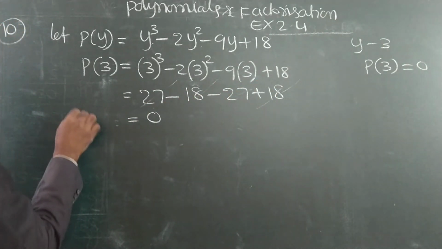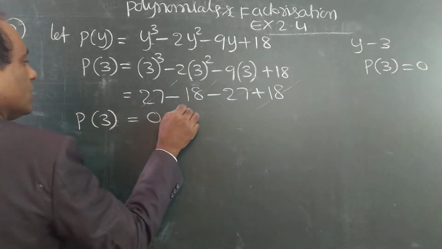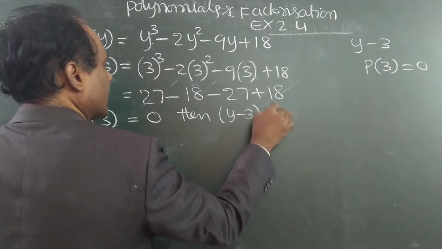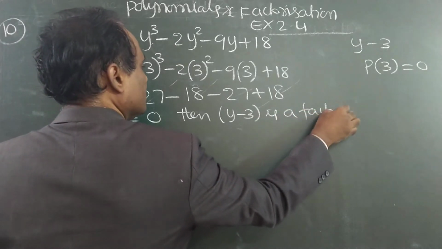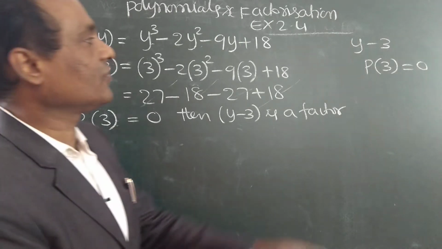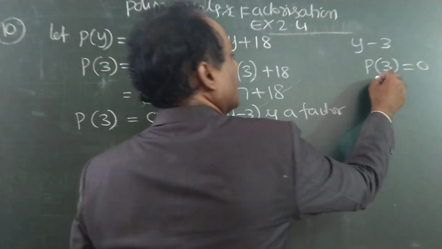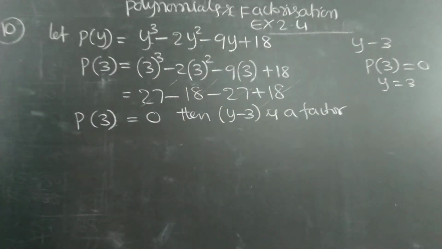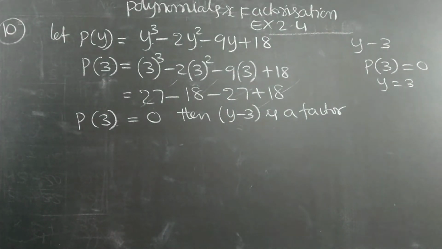Plus 18 minus 18 cancel, plus 27 minus 27 cancel, 0. So P of 3 is equal to 0, which means y minus 3 is a factor. Y is equal to 3 means y minus 3 is a factor. That is the statement of the factor theorem.